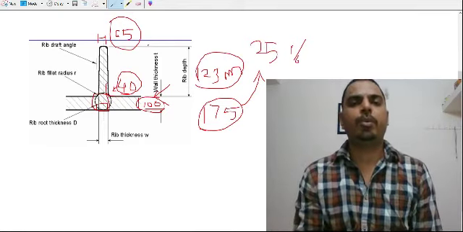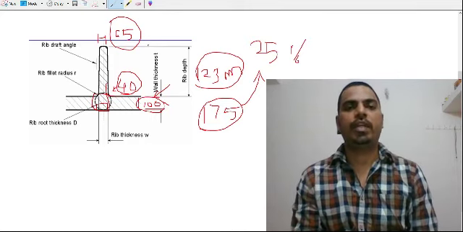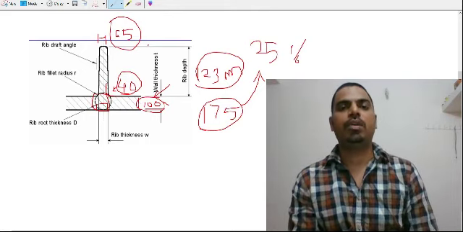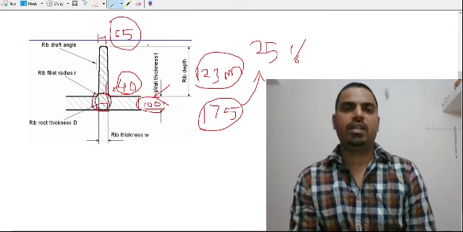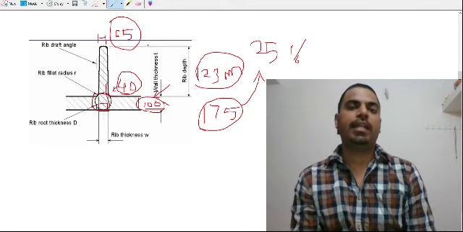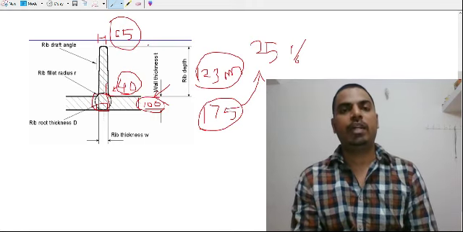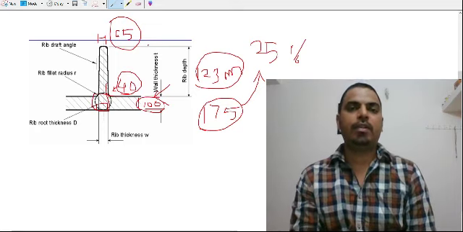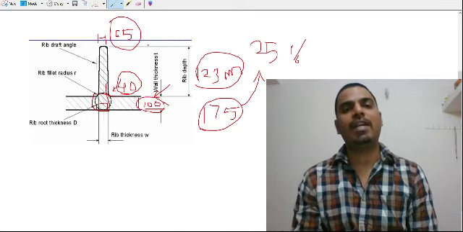What we have learned from today's video is that ribs are provided whenever we need to increase the strength of a given plastic part. Rib thickness should be between 50 to 70% of the given wall thickness, and the rib fillet radius will be between 40 to 60% of the wall thickness. Then the rib should be provided in a tapered manner. Then the depth of a rib should not be more than 5 times the rib thickness. So these are the considerations we need to consider while designing any plastic part.